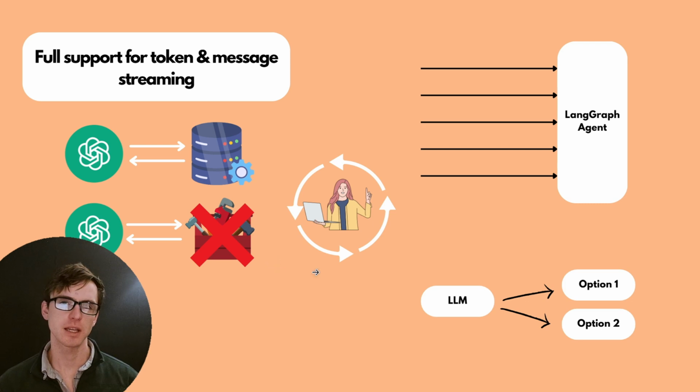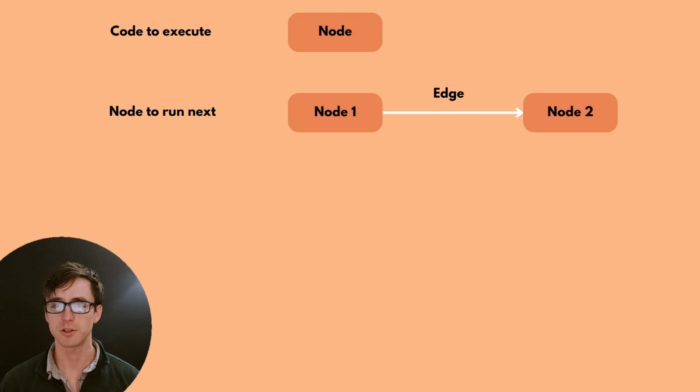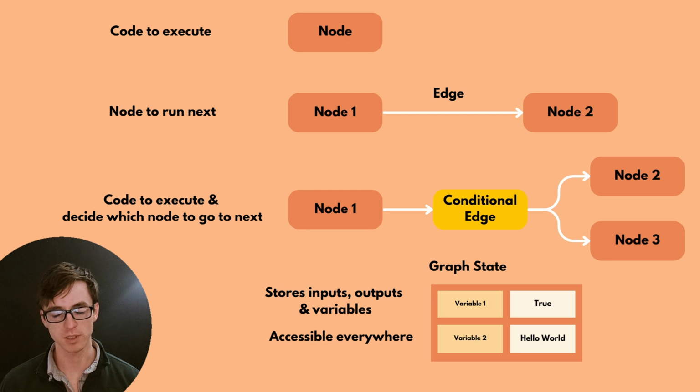Let's take a look at the core building blocks of LangGraph that allow you to customize it for your use case. Nodes contain the code that you want to execute, and we connect them with edges, which determine which node should be executed next. We also have conditional edges, and these can decide, based on what's happened so far, which node should be executed next. And all of these components are tied together with the state, which stores our inputs, outputs, and any variables that are created to pass information between nodes. Let's see how all these components interact together in another example.